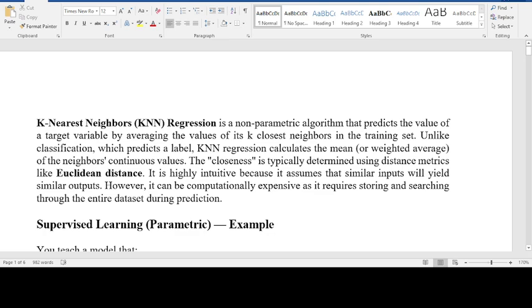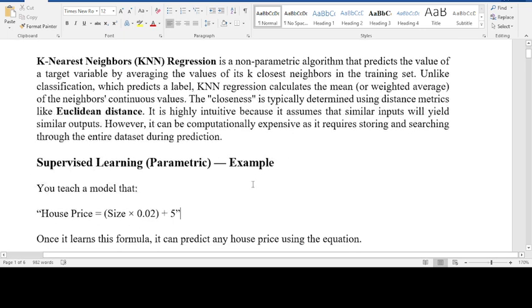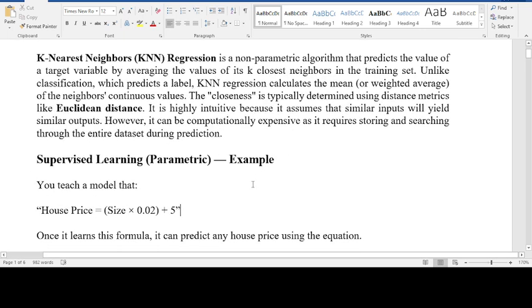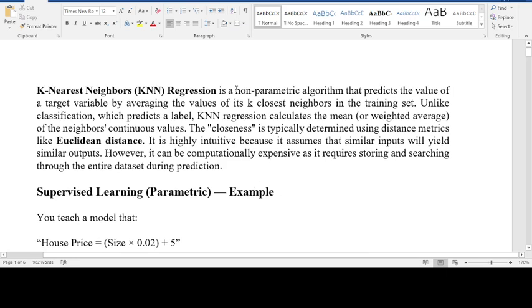It is a non-parametric algorithm that predicts the value of a target variable by averaging the values of its k closest neighbors in the training set. So theory you may not understand directly, I will take one small example. There is one word, that is non-parametric. What is the meaning of non-parametric? We'll see here below. Mainly we are focusing on the KNN regression. We will see the basics of the KNN later.